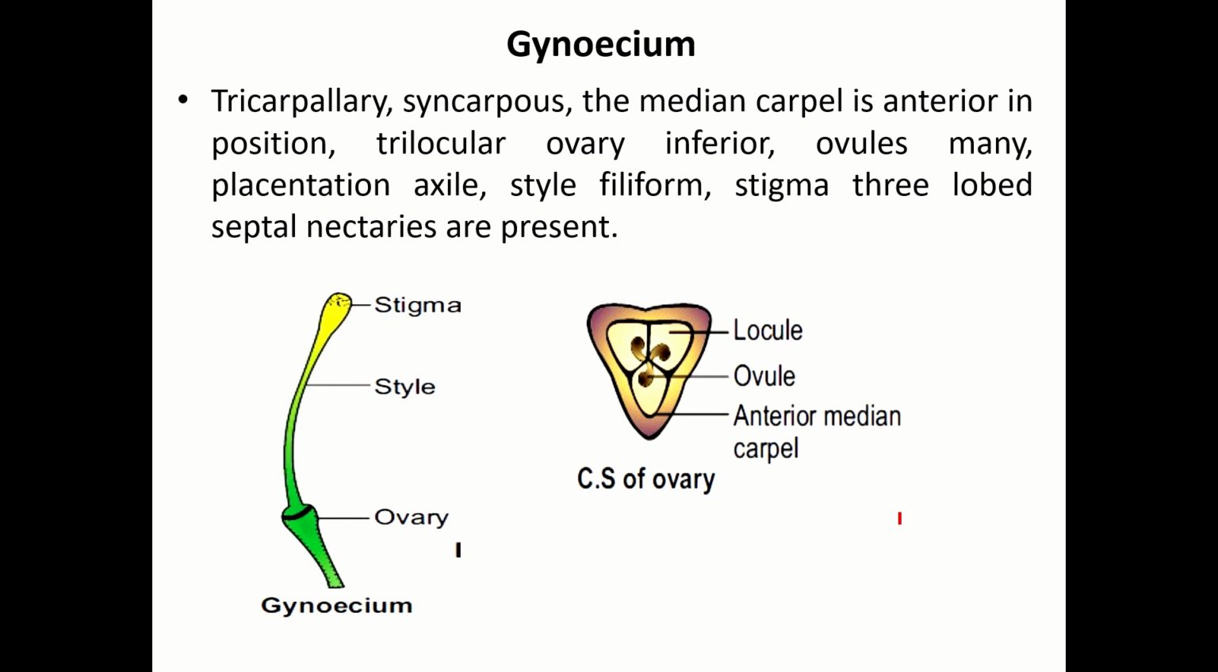Tricarpellary, syncarpous, inferior, trilocular, ovule 1 and basal. Okay. See, the median carpel is anterior in position. Trilocular ovary, it is inferior. Ovules are many and placentation is axile. Style is filiform. Stigma 3-lobed. This is the stigma 3-lobed. Septal nectaries are present.